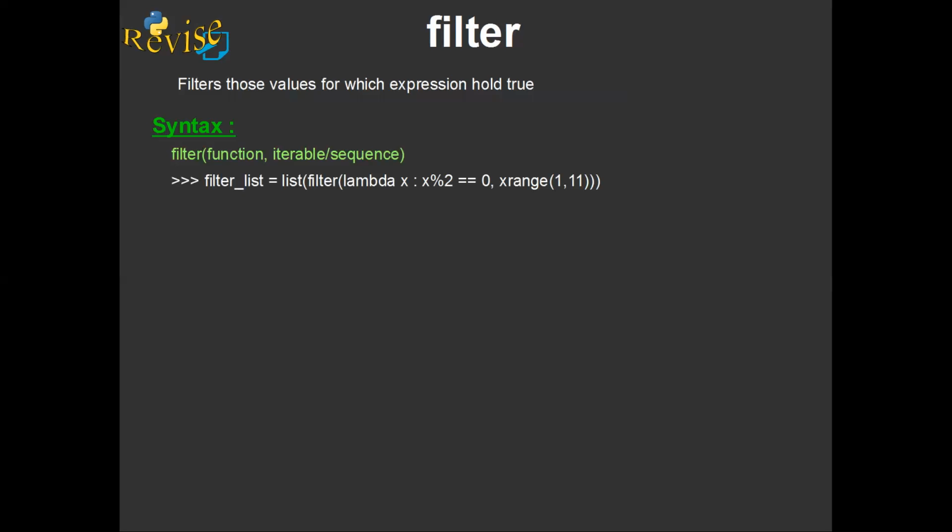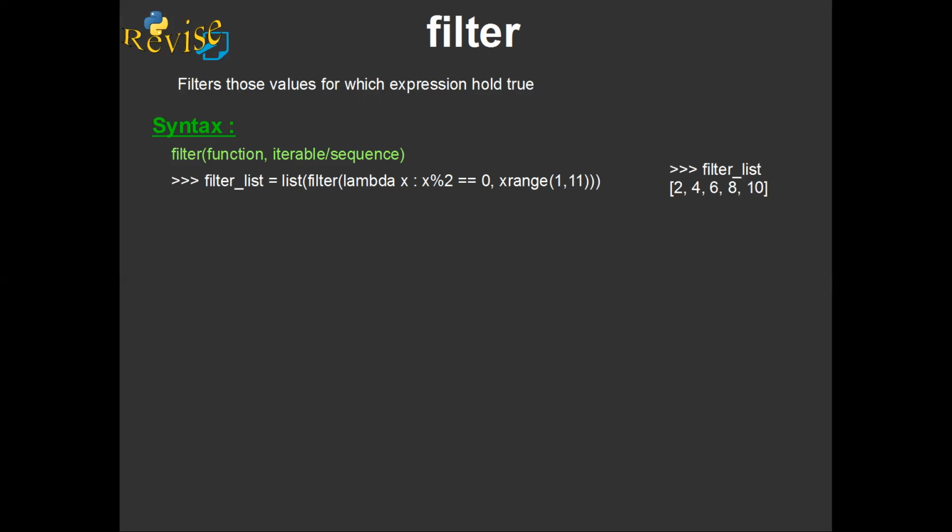Now we are taking the same list. What we are doing is, from numbers 1 to 10, we want the numbers which are perfectly divisible by 2. We pass it to a filter function. Lambda does the expression or function for us, and then we pass the sequence to it. We get 2, 4, 6, 8, 10. So that is, in general syntax, how filter works.